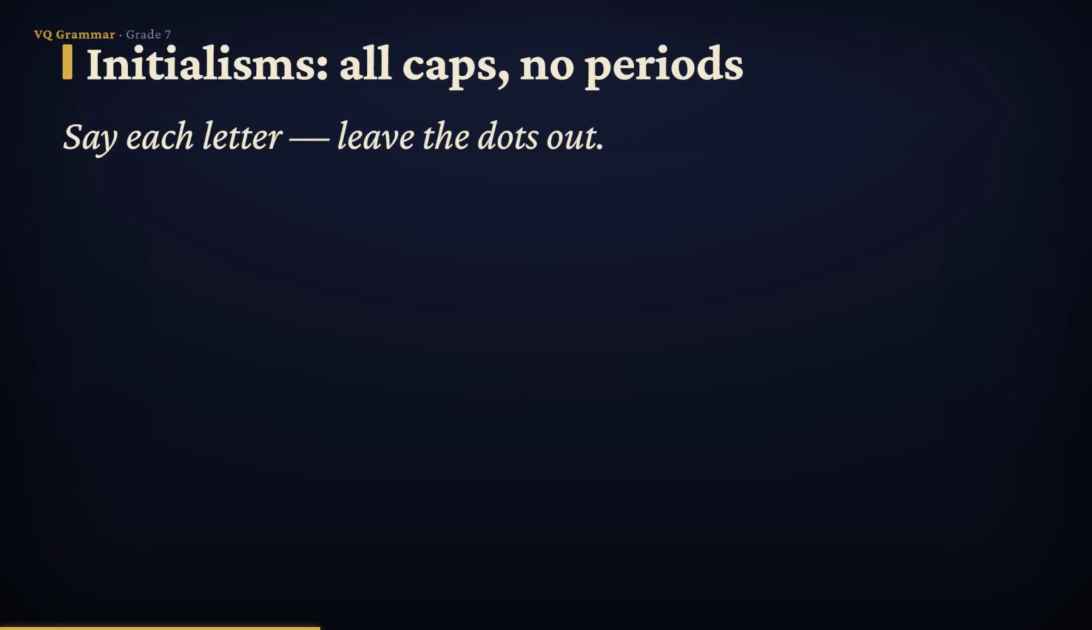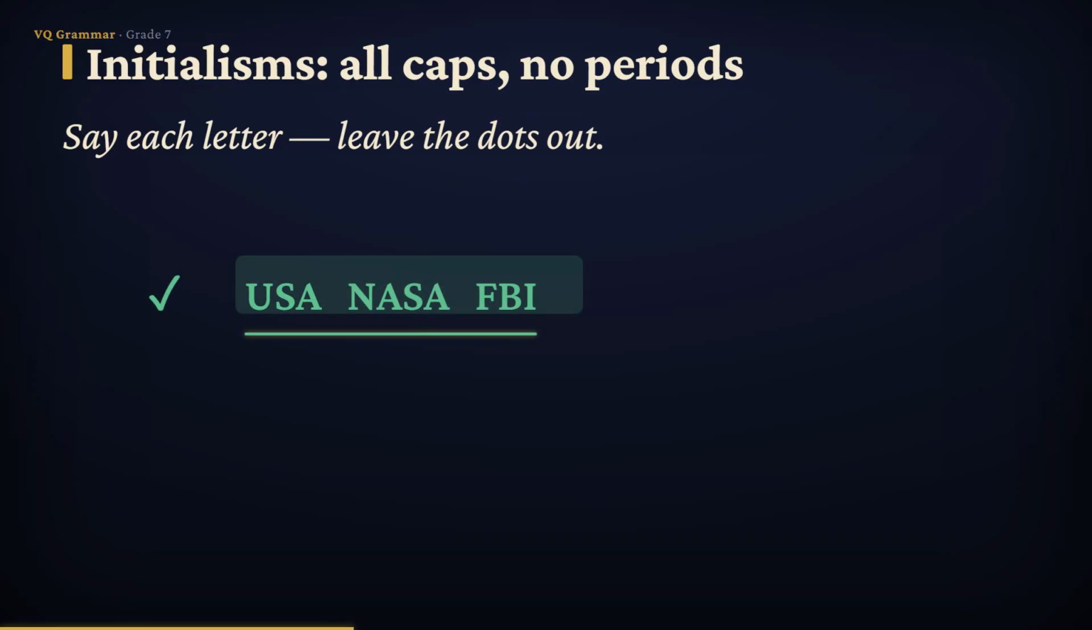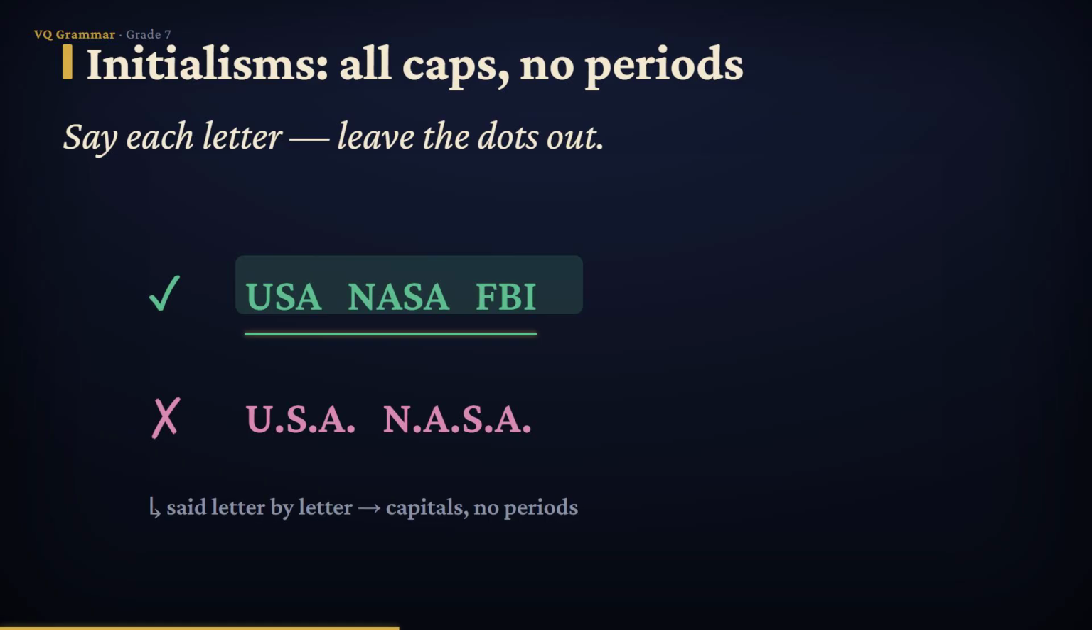Now for a group that breaks the period habit completely. Some abbreviations are said letter by letter, out loud, one letter at a time. We call these initialisms, and they are written in all capital letters with no periods at all. Think of USA, NASA, and FBI. You say each letter, USA, so there's nothing to interrupt with dots. Writing USA with a period after every letter is the older style, but modern writing drops those dots. When you sound out the letters, use solid capitals and leave the periods out.